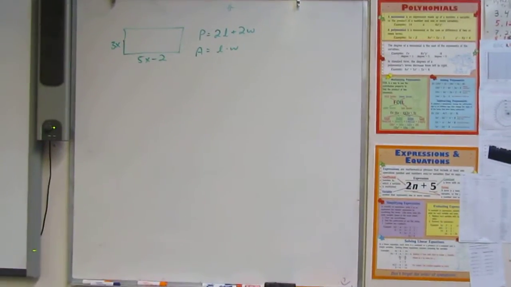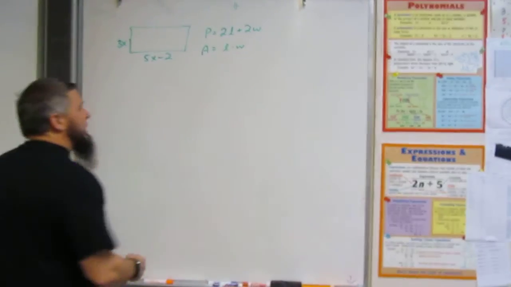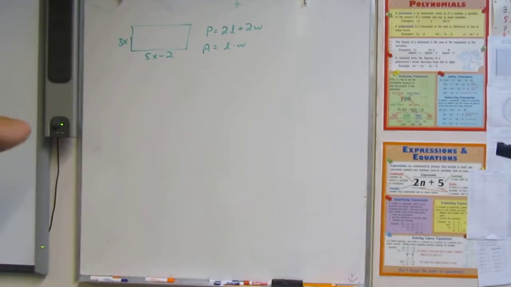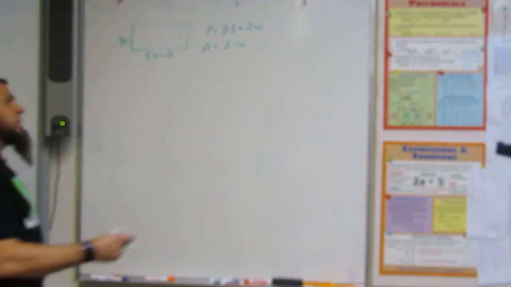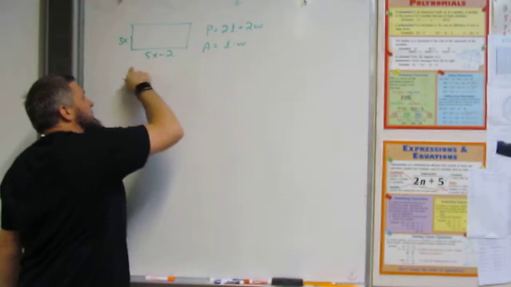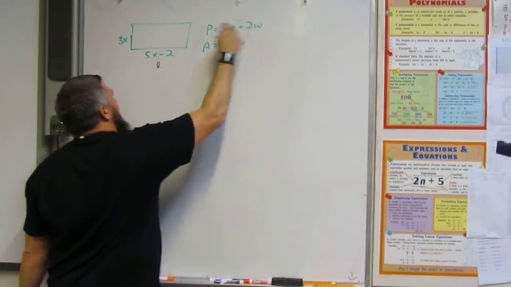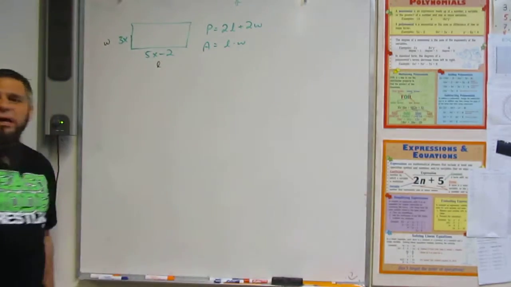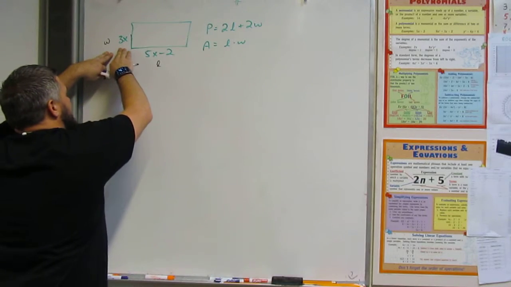All right, perimeter and area. This one should be pretty quick. We're adding up all the sides for perimeter. In other words, 2 times length, 2 times the W. Okay? And so I'm just taking 2 of these plus 2 of these.